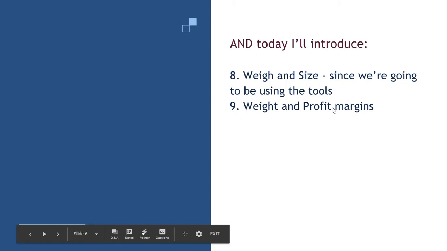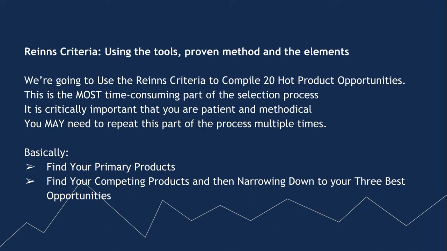All right. So like I told you, today we are going to talk about weight, size, and then you'll understand how it's very important. Then weight and profit margins. Very important. So, guys, Reinns criteria, and then I'm going to show you how to use the tools with the proven method that I have together with the 7 elements to literally sieve down 3 billion products and find the right thing to sell on Amazon, the right product that is going to give you the kind of profits you see people are making. Okay, so we're going to use the Reinns criteria to compile 20 hot product opportunities.